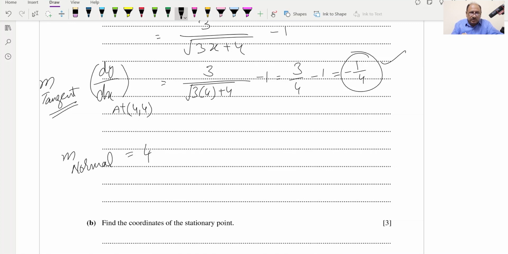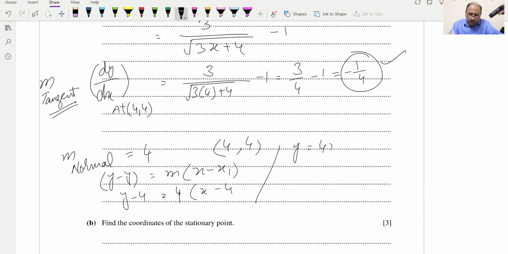Now we can write the equation using these 2 points, 4 and 4, and the gradient: y minus y1 is equal to m into x minus x1. So this will be y minus 4 is equal to 4 into x minus 4, so y is equal to 4x minus 16 plus 4. So y is equal to 4x minus 12. This is the equation which is required.